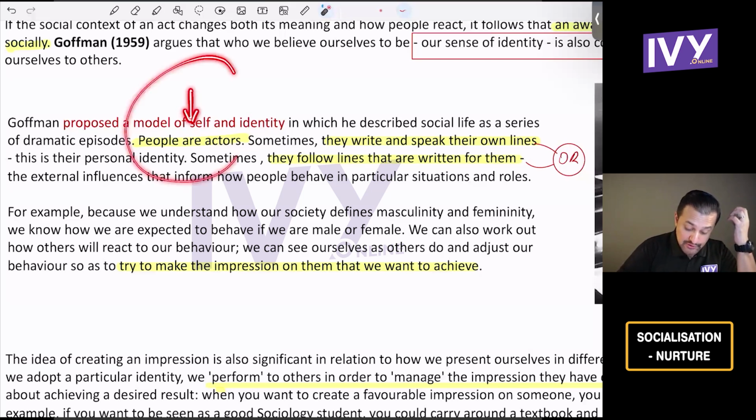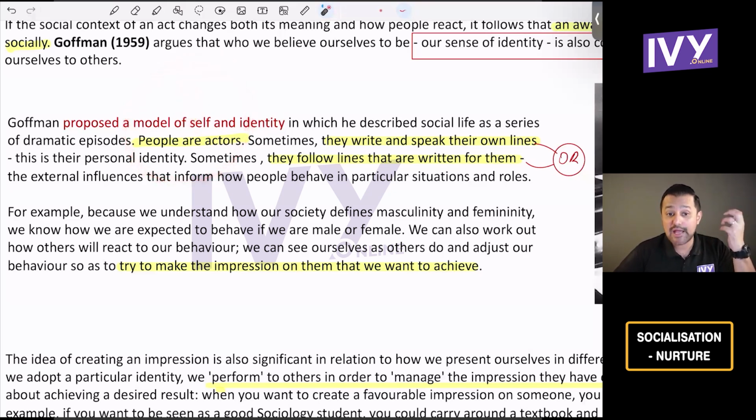He claims people are actors. Sometimes they write and speak their own lines, that is their personal identity. Sometimes they follow lines that are written for them. Now, as I play the role of a teacher over here, there are certain do's and don'ts that I am to be adhering to. While at the same time, there is a bit of flexibility that I have to play this role the way I'd want to play it, right? These are the external influences that inform how people behave in particular situations and roles. Like I said, there are certain prescribed demands of playing the role of a teacher, which I am adhering to right now.